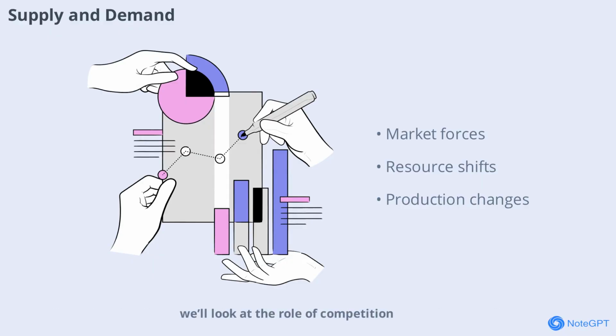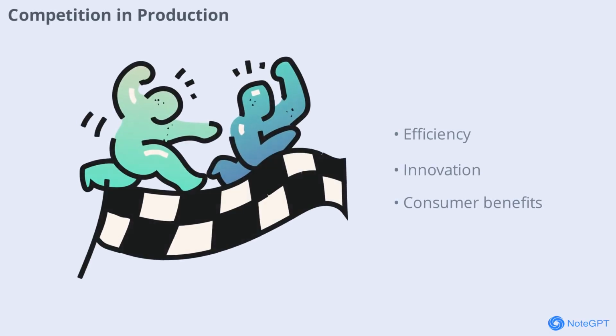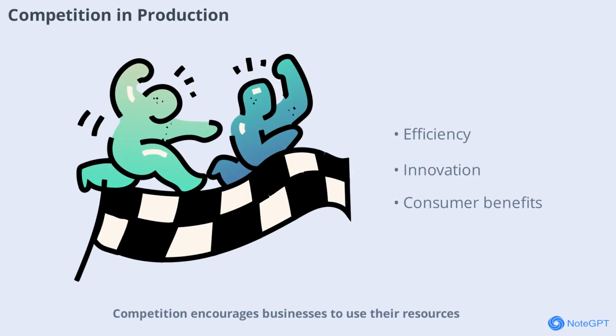Next, we'll look at the role of competition. Competition encourages businesses to use their resources more efficiently and innovate to stay ahead. It can lead to better products, lower prices, and improved services for consumers. In a competitive market, only the most efficient producers thrive, which drives overall economic progress.